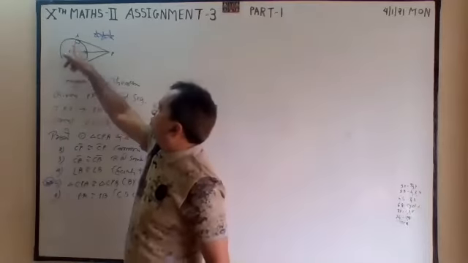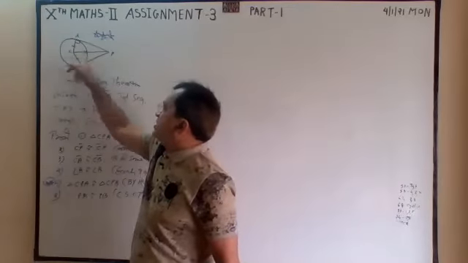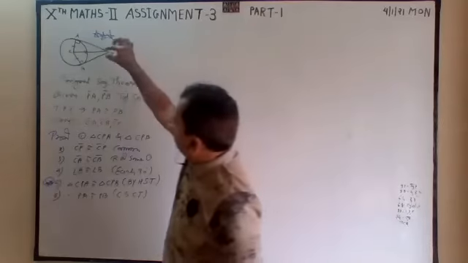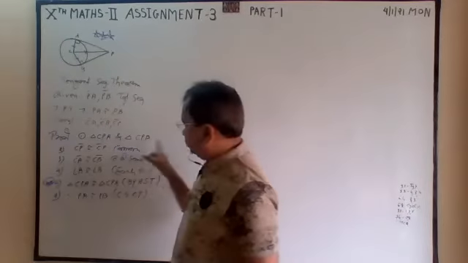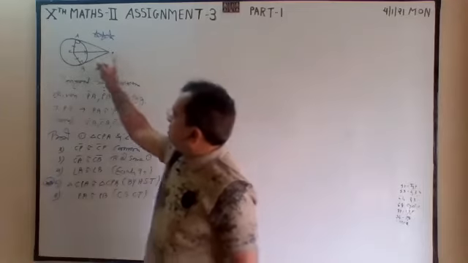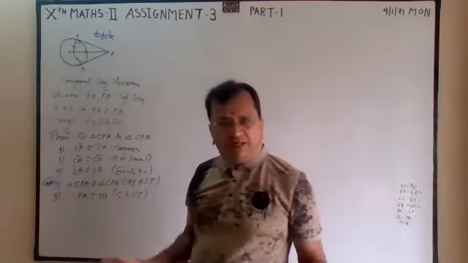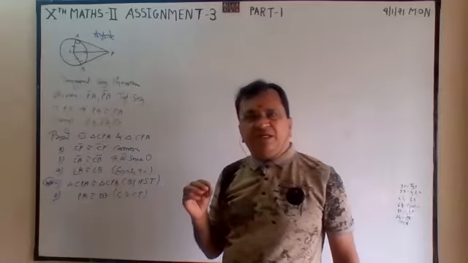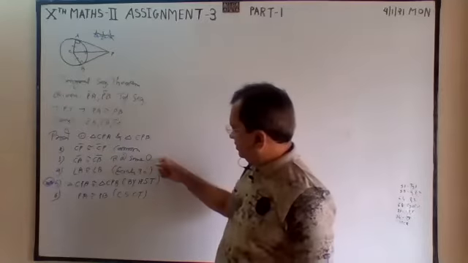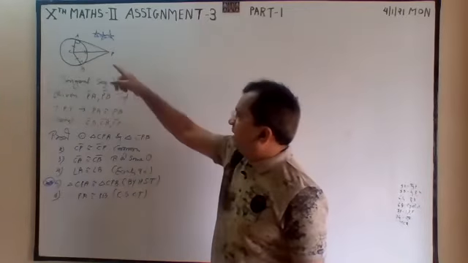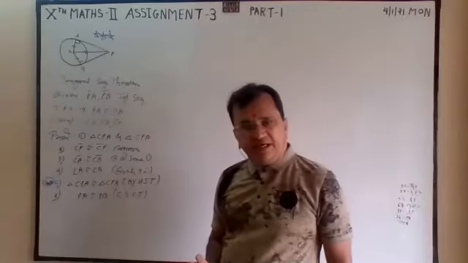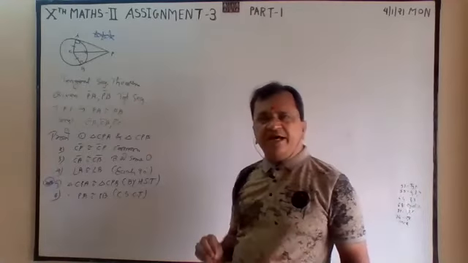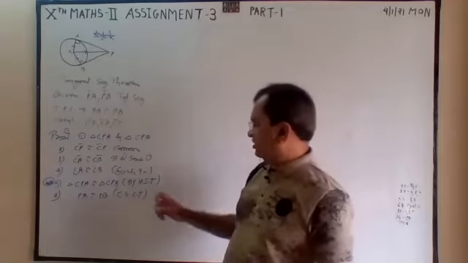Now three constructions: CA, CB, CP. Then among these two triangles, CP, CP is common. CB, CA, it is radii of the same circle. And angle A and angle B each 90 because tangent and radii always perpendicular to each other.